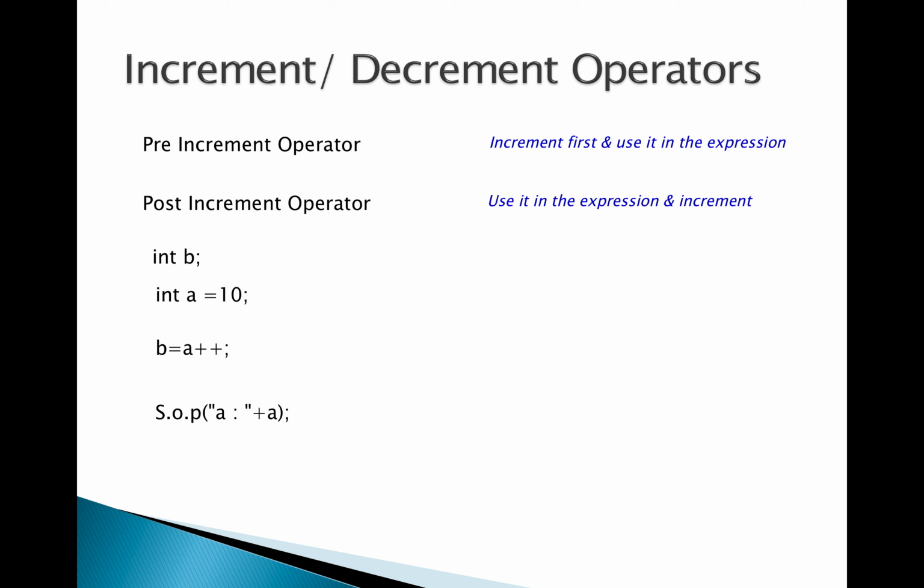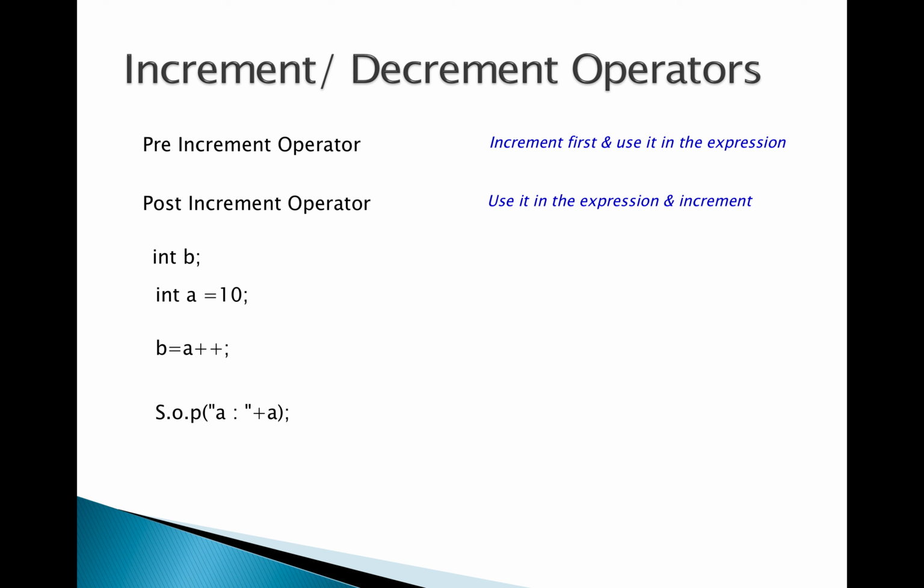But what is the b's value here? That is where the pre-increment and post-increment plays a role. So when it is a post-increment, a's value is eventually going to be 11, but when it is used in the expression b is equal to a plus plus, it is going to use the current value of a, which is nothing but 10. So b is equal to 10 will be done first and then a's value will be incremented to 11.